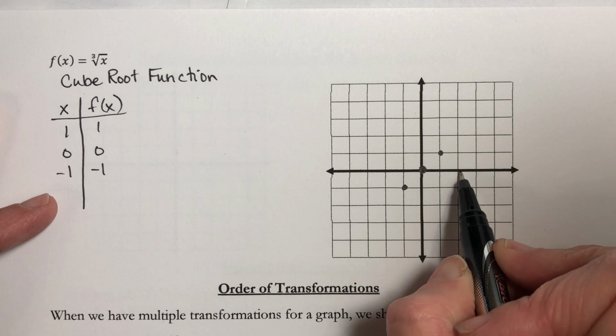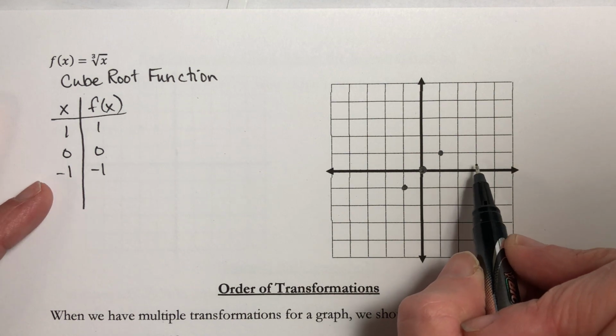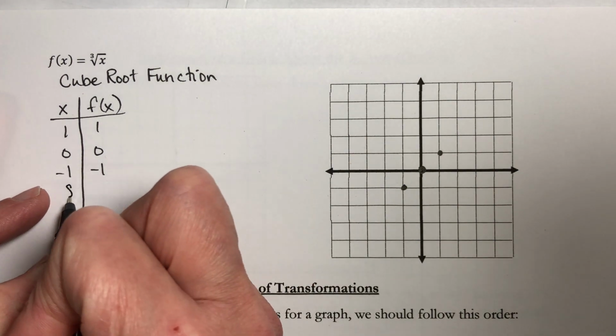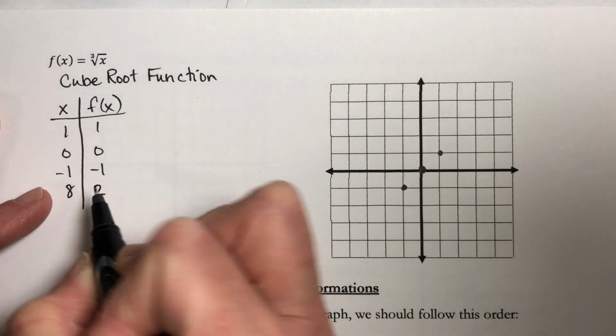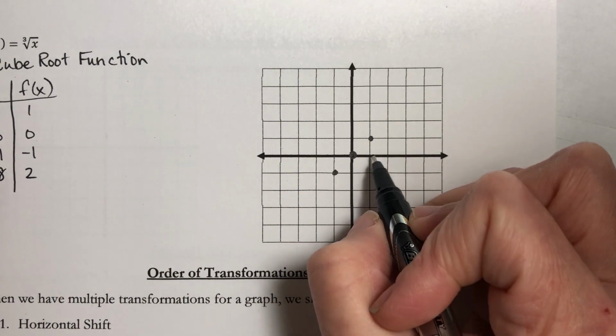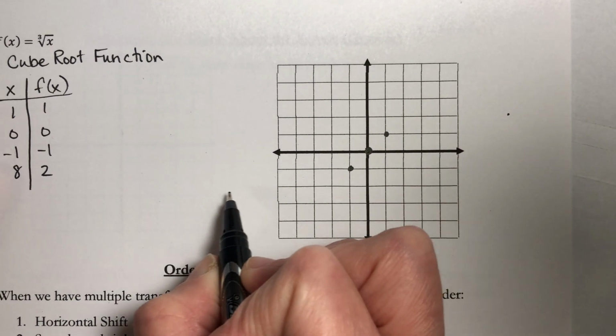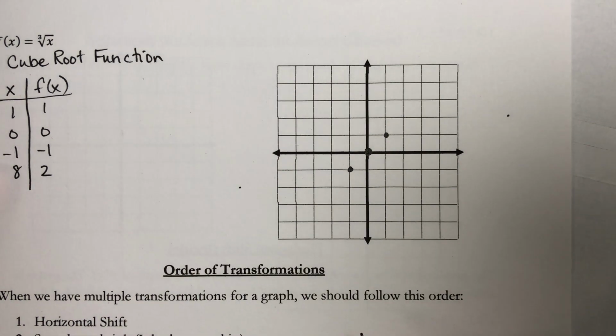Taking the cube root of 2 is going to give me some decimal, so I'm going to go up until what would I find next? Well, if I take the cube root of 8, that's 2. If I go out to an imaginary 8, which is way out here, then I'm up at 2. And the same thing happens at -8 and -2.